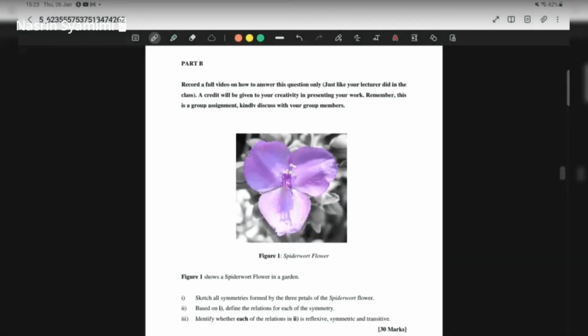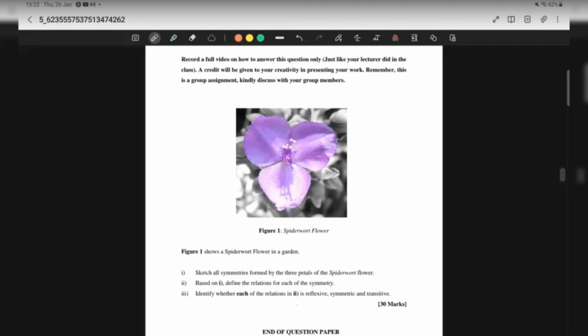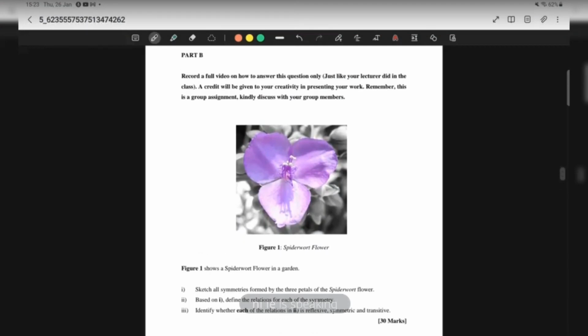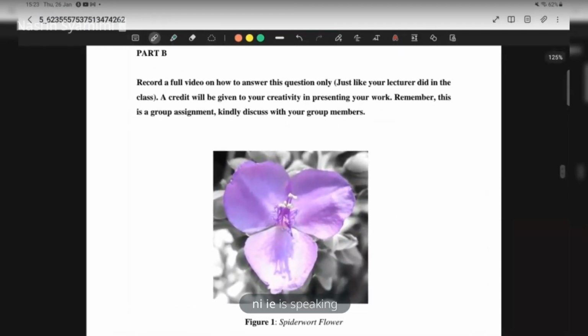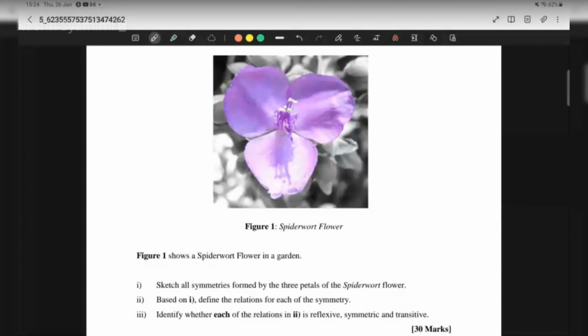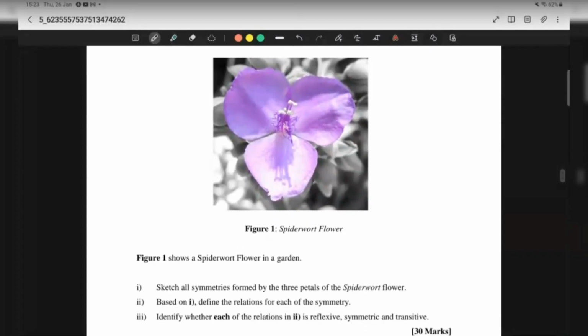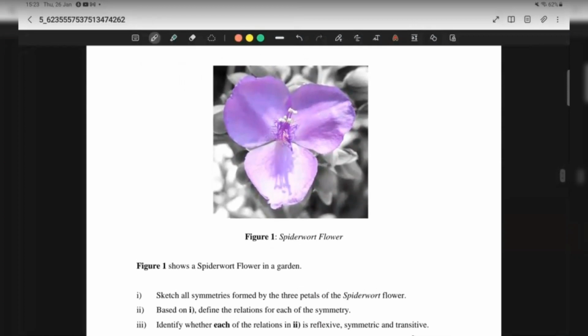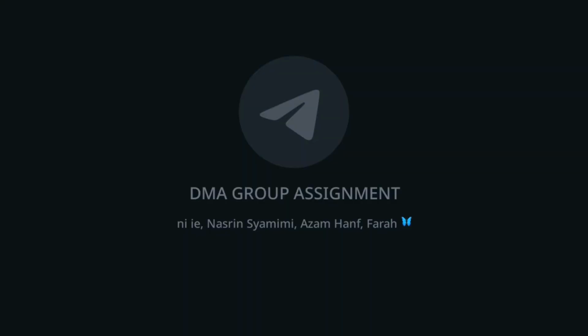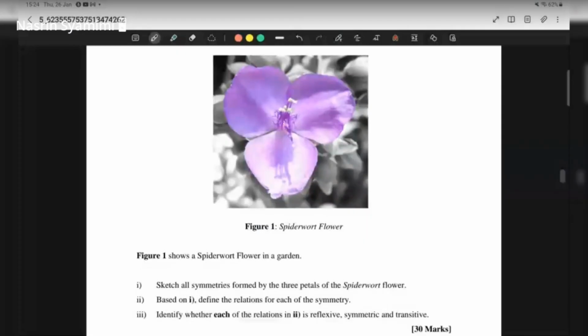So this is the question. Based on figure 1, we must sketch all the symmetries formed by the 3 petals of the spiderwort flower. Question 2, based on 1, define the relation for each of the symmetry. And the last question is to identify whether each of the relations in 2 is reflexive, symmetric, or transitive.